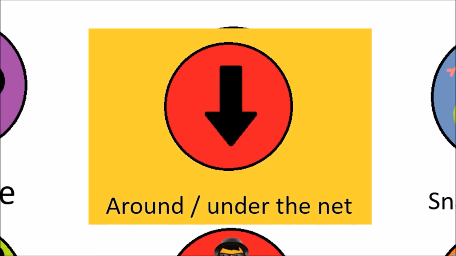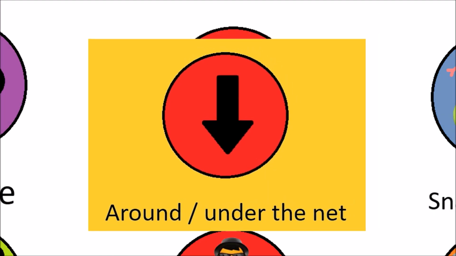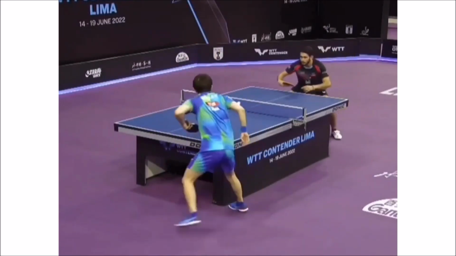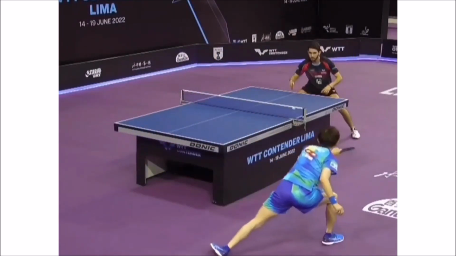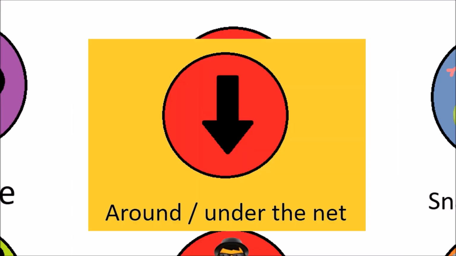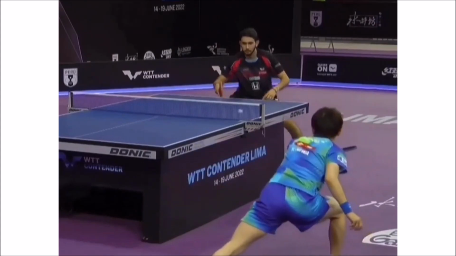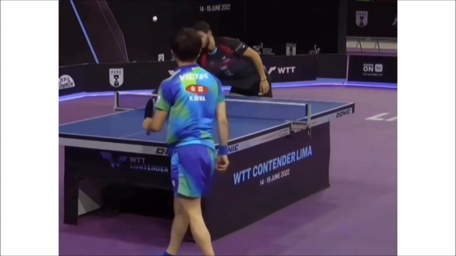In table tennis, there is no rule that states you have to hit the ball over the net. Hence, you'll sometimes see around the net or under the net shots if the conditions are right. One special type of around or under the net shot is the roller, in which the ball sticks to the table and rolls or bounces several times, making it unreturnable.